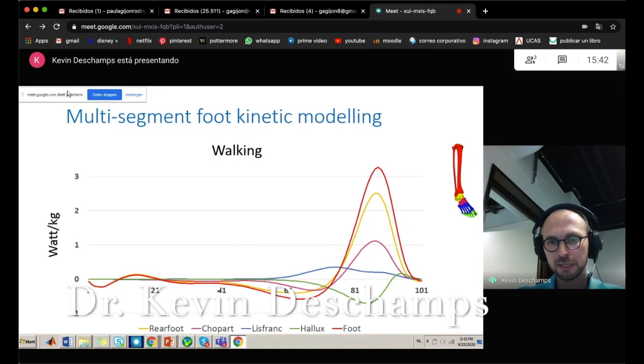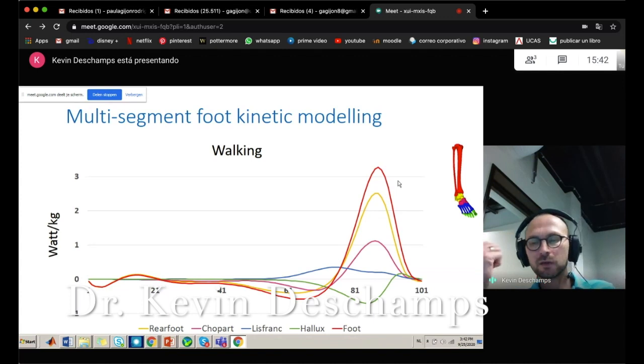So if you look at the red graph, you will see that the foot has basically absorption capacity, which is in this side here the negative values, whereas the positive values represent the generation power in the foot. And so you can see on the right graph that your foot has considerable absorption capacity, but also considerable generation capacity, which is for walking about 3 watts per kilogram.